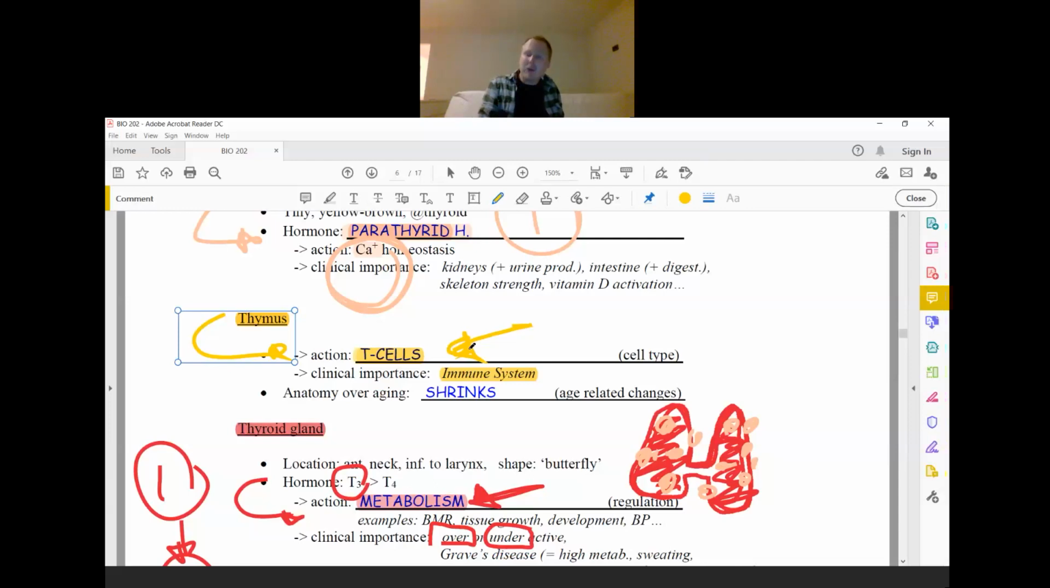But then it starts shrinking away and gets replaced by the adipose tissue, so by the fat tissue, and also by the connective tissue. So in older people, in adults and the elderly population, it's really hard to actually find a thymus within their body. So it's kind of a tricky one to deal with. So it shrinks over the age. But all about the thymus and T cells, again, we will get back to it later on.